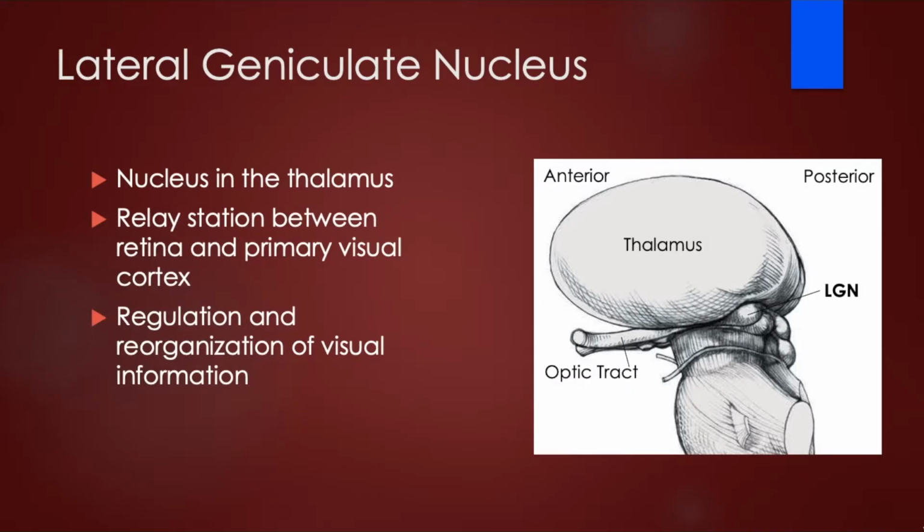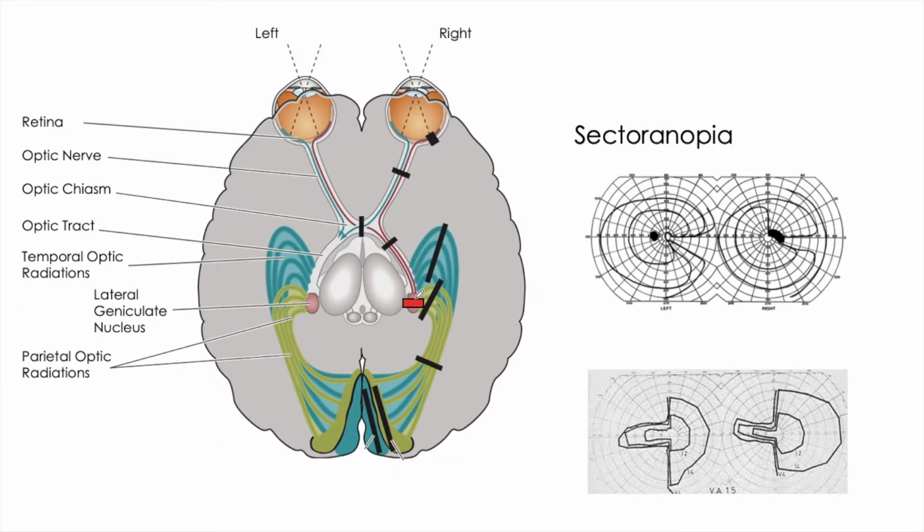The optic tract feeds into the lateral geniculate nucleus of the thalamus, which serves as a relay station before the primary visual cortex and is involved in initial regulation and reorganization of the visual information. Lesions just to the LGN are rare, but produce unique, interesting patterns.